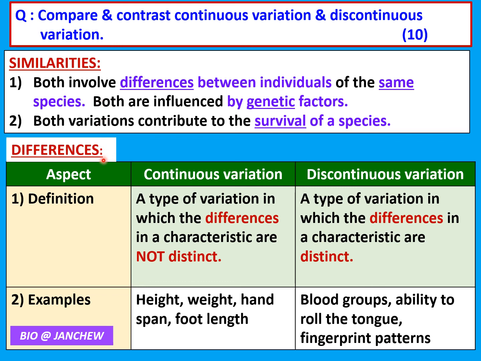Now, differences. The definition for continuous variation, it is a type of variation in which the differences in a characteristic are not distinct, tidak jelas. But for discontinuous variation, it is a type of variation in which the differences in a characteristic are distinct, are very clear. Examples: height, weight, body weight, hand span, foot length, or even leaf length. For discontinuous variation, blood type or group, ability to roll the tongue, and fingerprint patterns.